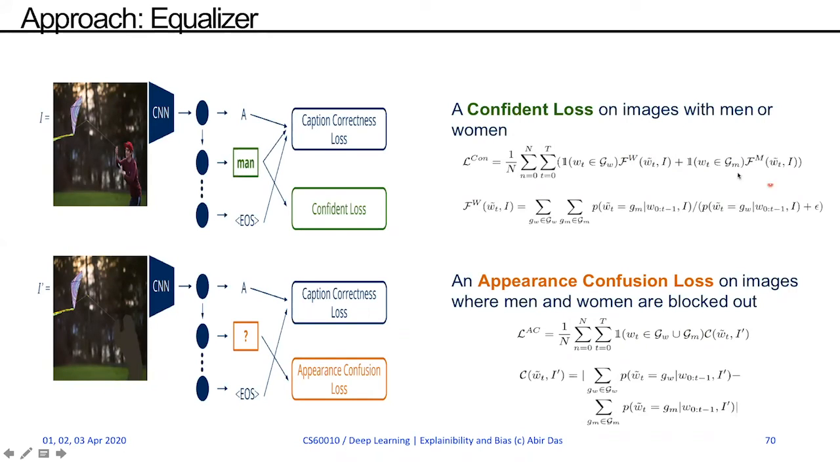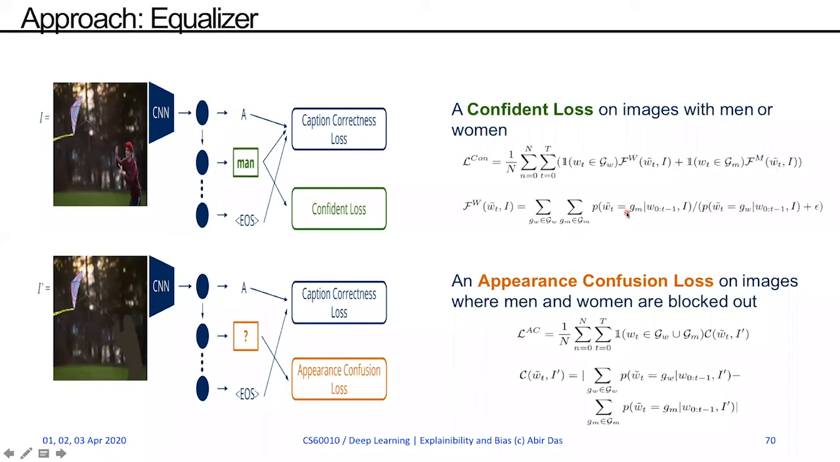Now what is FW? It is a quotient between the probability of the predicted word being male to that of being female, again given the previous words and the images. We want this to be low, because we want any loss to be low, if the ground truth word is female. The indicator tells that if the ground truth word is female, then FW comes into the picture. If the ground truth word is male, then FM will come into the picture.